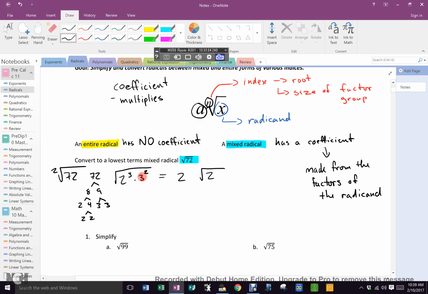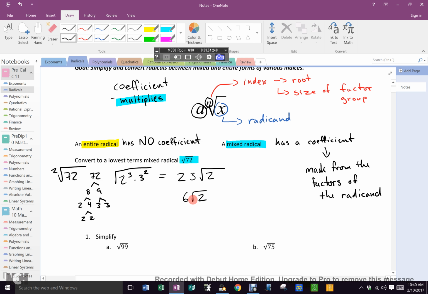Is there a group of 2 3's? Yes. Out comes a 3. There is no 3's left under there. These are now both out in front, which means they are both coefficients. What do coefficients do? Multiply. And I get 6 root 2. That is the long way. That will work always, no matter the numbers with which you are working.